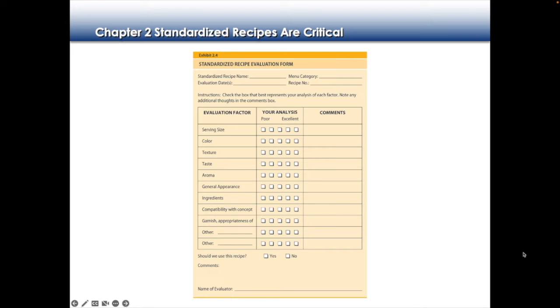This is your standardized evaluation form that gives you some information on analysis of how to do this process. You look at serving size, color, texture, taste, aroma, general appearance, ingredients, compatibility with concept, garnish, appropriateness, and any other things that you might look at. And then, should this recipe even be considered? So there's a lot of factors that go into that.